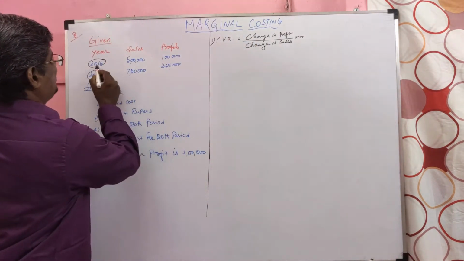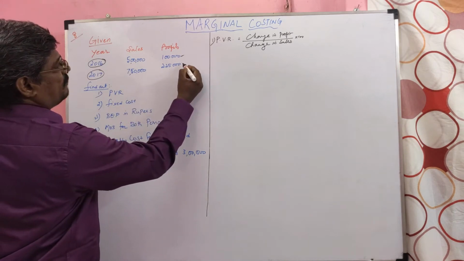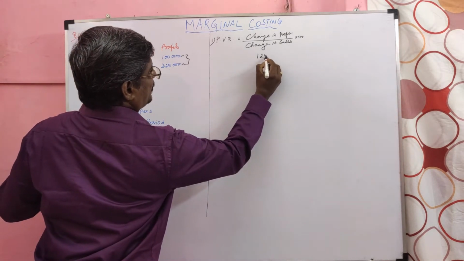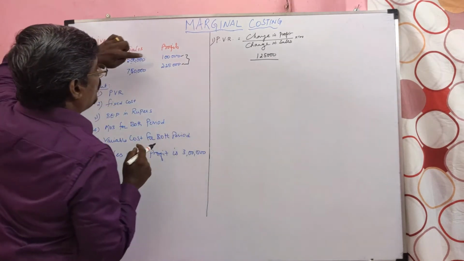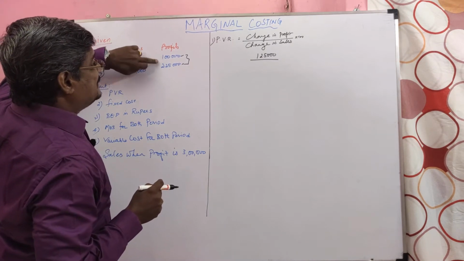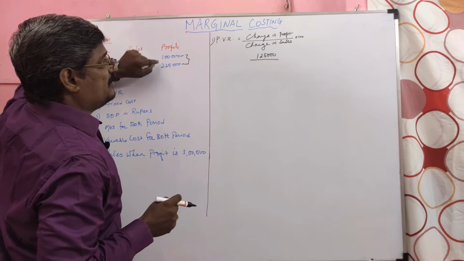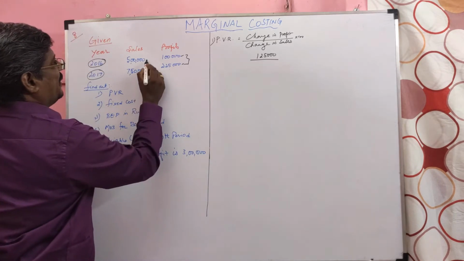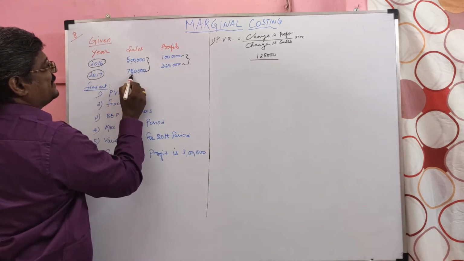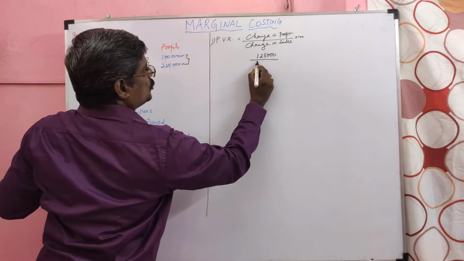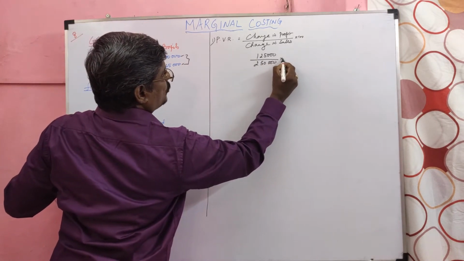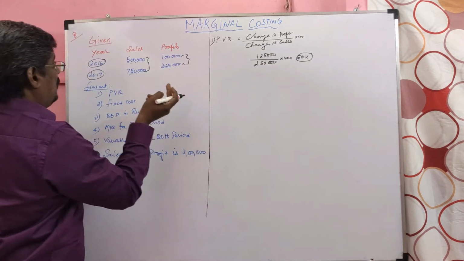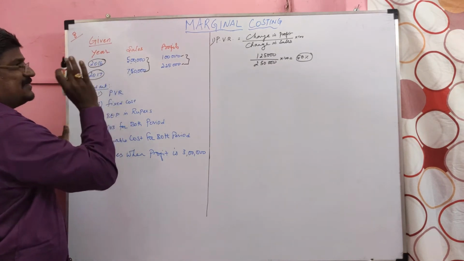Now, first year profit how much? 1 lakh. Second year profit how much? 2 lakh 25,000. The difference how much? 1 lakh 25,000. Difference means you have to deduct. If both years' profits are given, you deduct and take the value. If any one loss is given, that should be added. Here both are profit, so deduct. Likewise, first year sales 5 lakh, second year sales 7 lakh 50,000. The difference is 2 lakh 50,000, into 100. So our PVR is 50%. This 50% PVR holds for 2016 as well as for 2017.